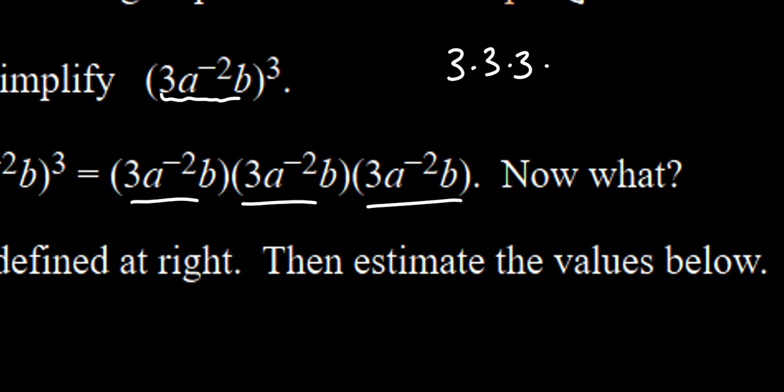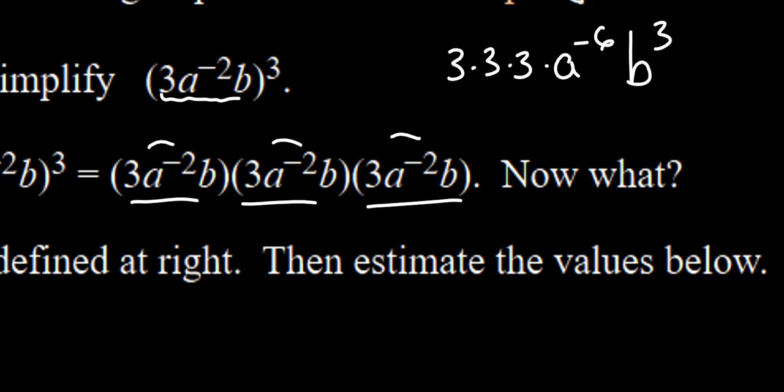The next thing I've got is a to the negative second, and I've got that 3 times. I've got a to the negative second, a to the negative second, a to the negative second, which would be a to the negative 6th power. That's not a 9, it kind of looks like it. It's a to the negative 6th. And then the last thing I have are 3 factors of b, so I'll write b to the 3rd.